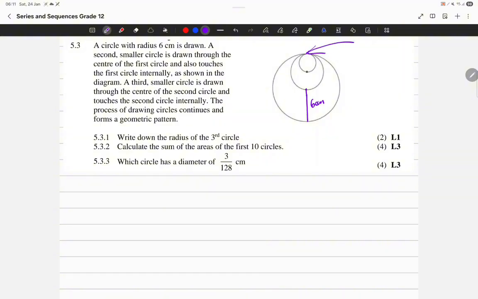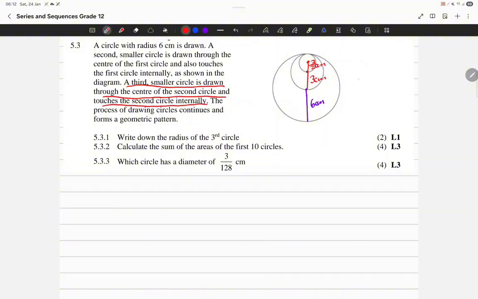They are referring to this point here. This distance is also going to be 6 centimeters. I'm going to put 3 centimeters there. Okay, I'm sure this is now a pattern. Looks like even the third circle is drawn through the center of the second circle. Let's keep reading and see. A third smaller circle is drawn through the center of the second circle and touches the second circle internally. Right, so since we say this is 3 centimeters, it would mean that the radius of the next one is going to be 3/2 centimeters.